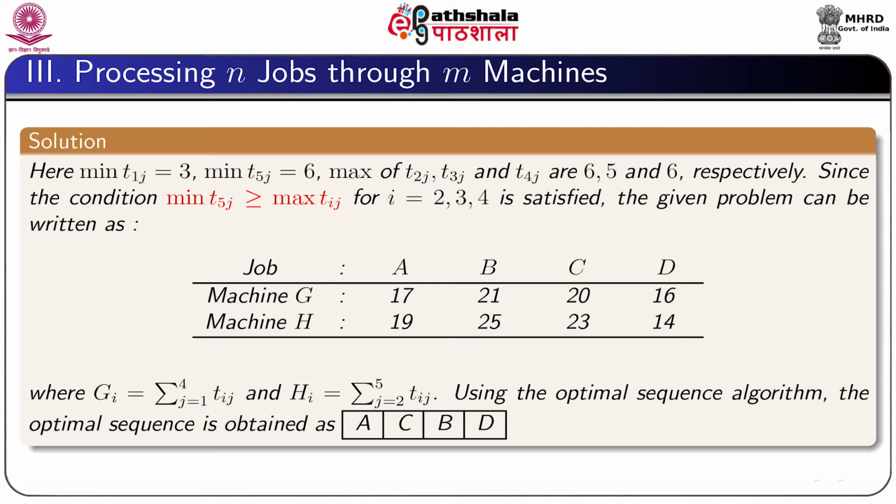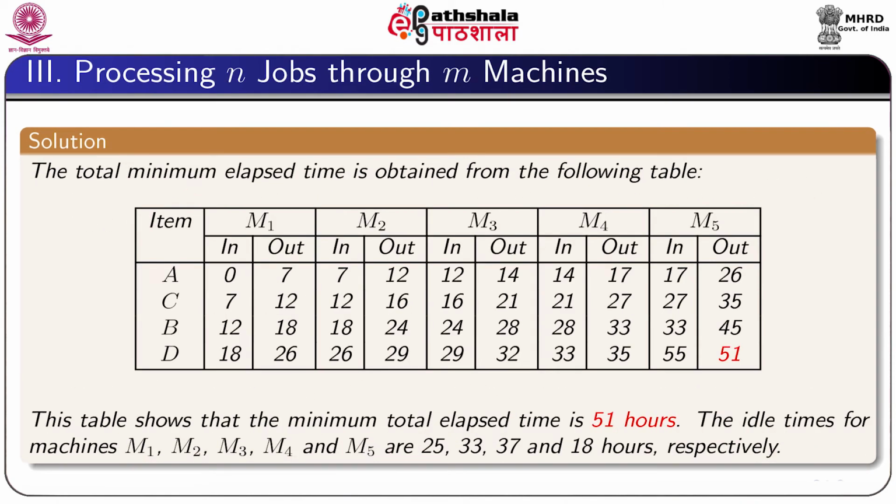Considering the two dummy machines G and H and proceeding as before, we can find the optimal sequence as A, C, B, D. The total minimum elapsed time can be obtained similarly. Here the total elapsed time is 51 hours and the idle times for machines M1, M2, M3, M4 and M5 are 25, 33, 37 and 18 hours respectively.